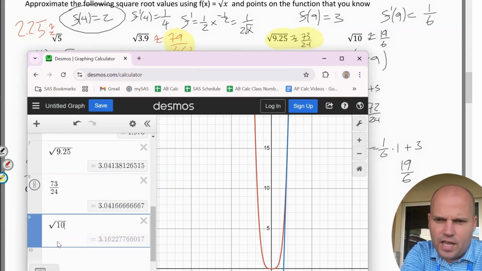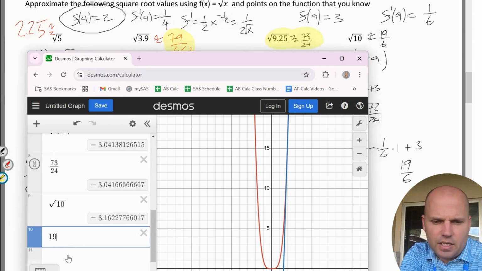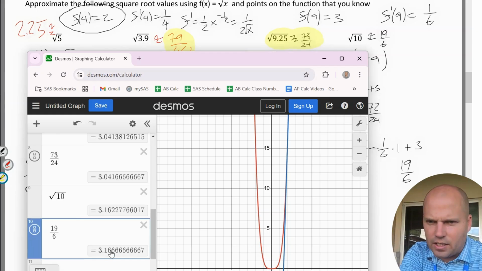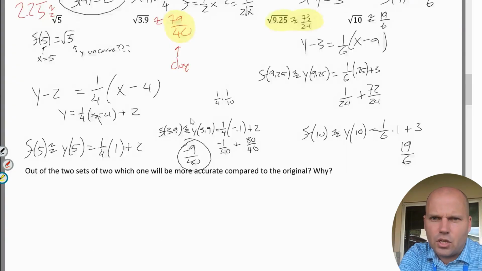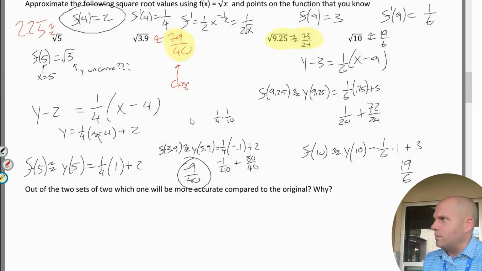And then the square root of 10, I think, is approximately 19/6. And look at that. We're almost as accurate, but not quite. All right, so closer to the known point, more accurate.